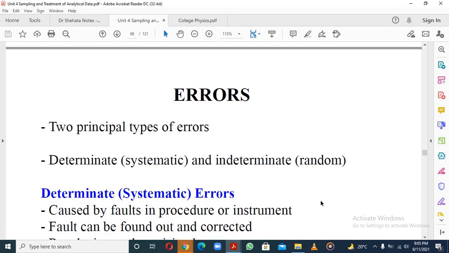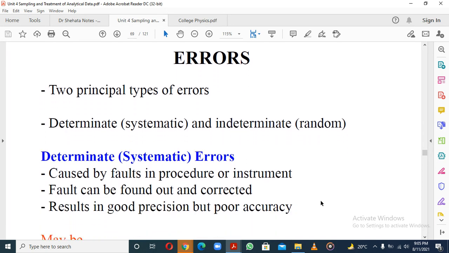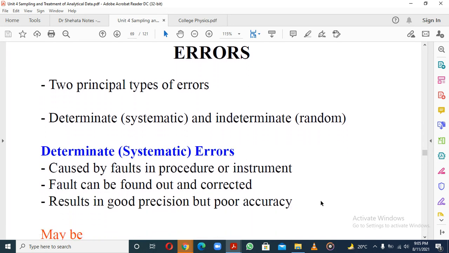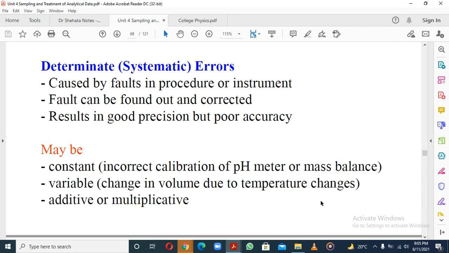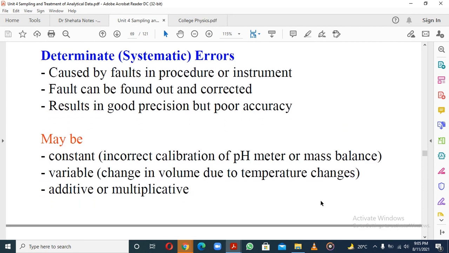There are two types of errors. They are the determinate or systematic errors, and the indeterminate or random errors. So let's start with the determinate errors. These are faults in a procedure. The way you can look at it is, let's say you are doing a titration, and the one you are doing the titration with is using a wrong instrument.